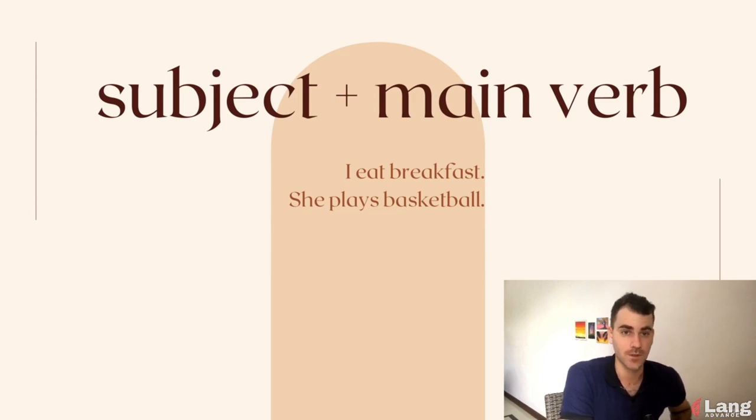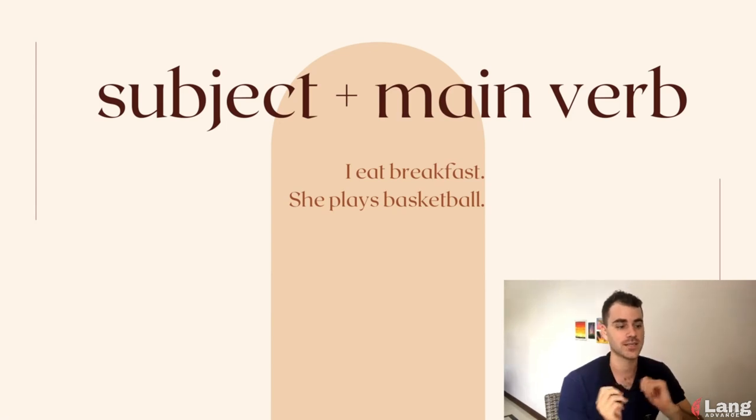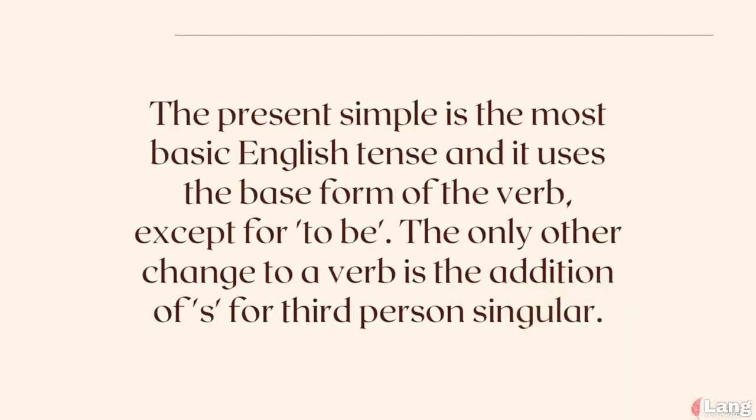The structure of the present simple tense is quite simple. It's merely the subject and then the main verb. For example, I eat breakfast, or she plays basketball. It's the most basic English tense, and it uses the base form of the verb, except for to be. The only other change to a verb is the addition of s for third person singular. If this sounds confusing, don't worry. We will look closely at all the details.